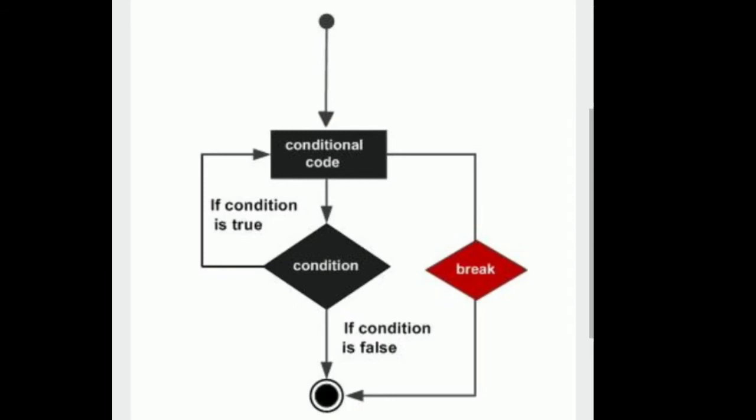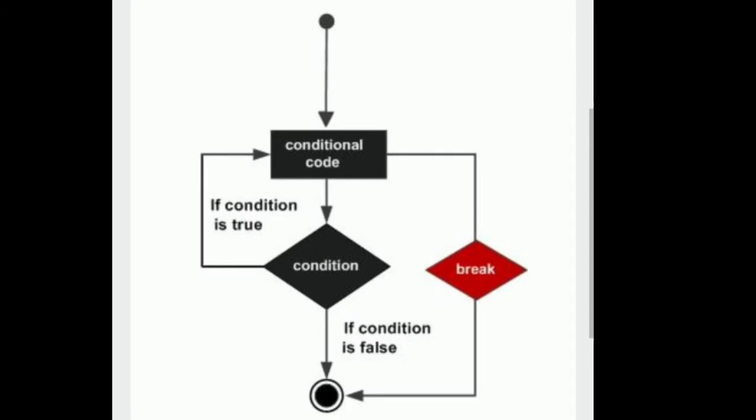In the flow diagram, the flow comes to the conditional code, then goes to the condition checking. If the condition is true, it goes to the conditional block. If the condition is false, or the break is reached, then it goes to the end line.